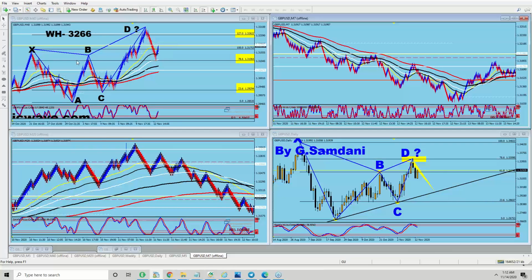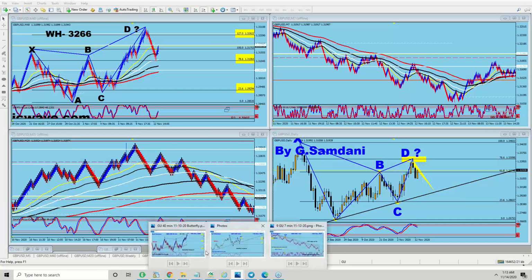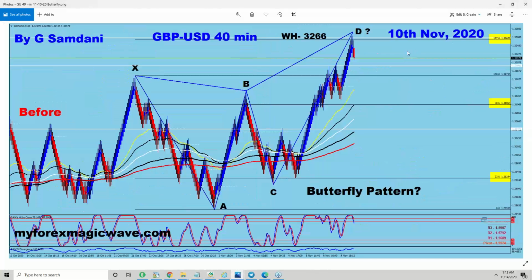This is the pound USD 40-minute chart. Then this is the 20-minute chart. Then this is the 7-minute chart for the entry, either from here to here, whichever is comfortable, and if there is any other setup. So I had this chart made like this, right? On the 10th, there is a harmonic pattern, a butterfly pattern, and it's supposed to drop from 127. So I'm watching for a drop, right?